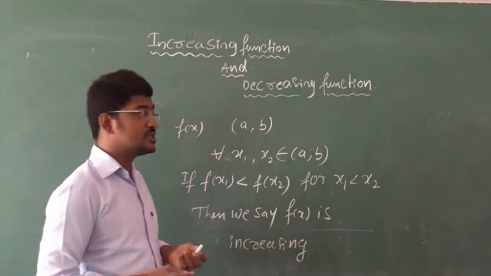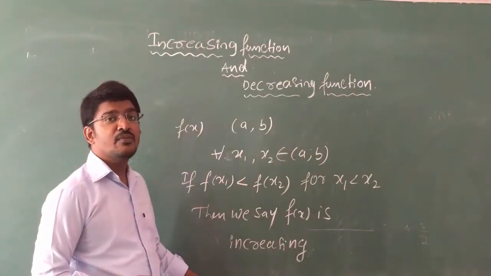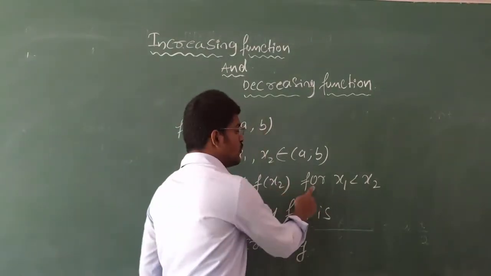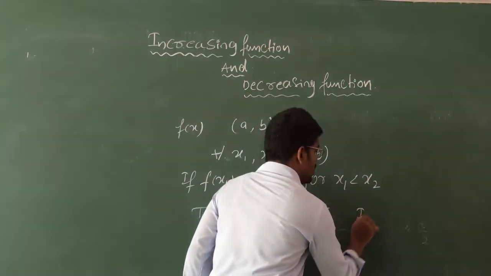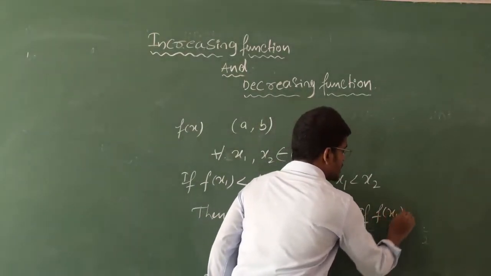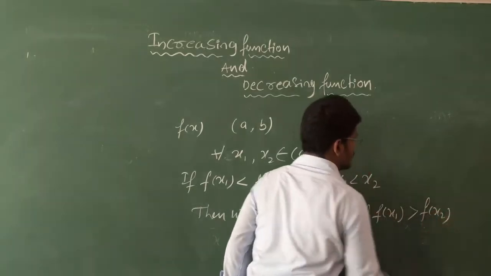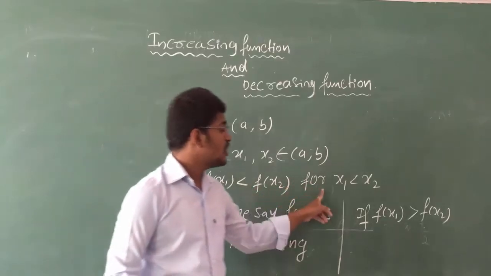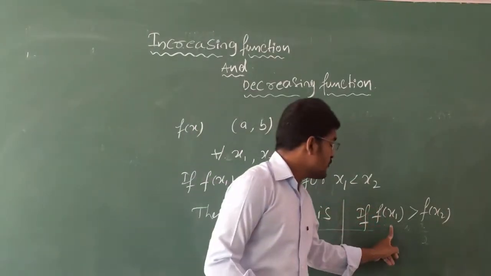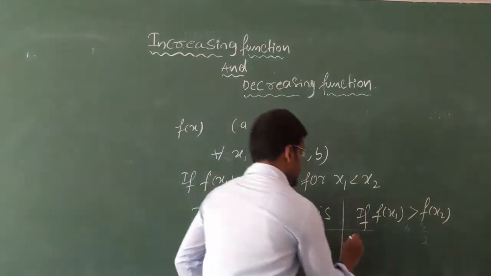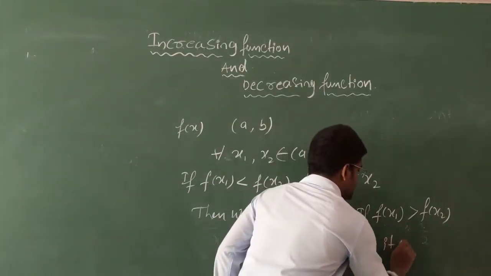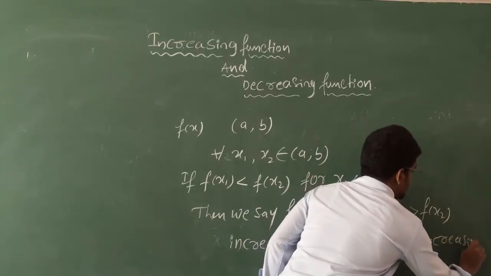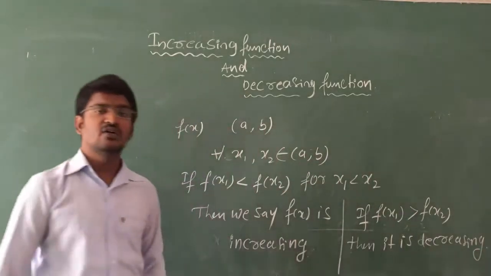Then what about a decreasing function? See here, everything is the same, but for x1 lesser than x2, if f of x1 is greater than f of x2, just the change in inequality sign. For x1 lesser than x2, f of x1 is greater than f of x2, then it is a decreasing function.